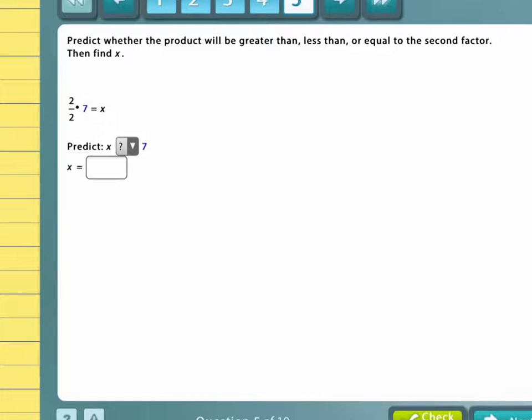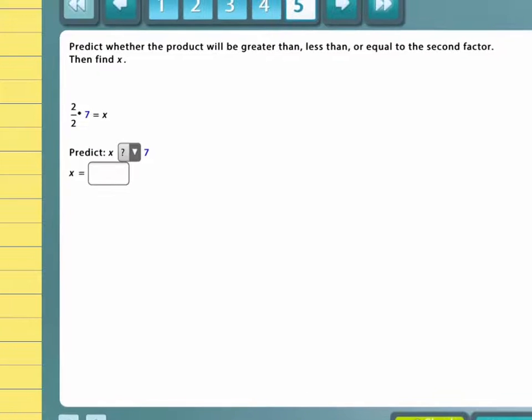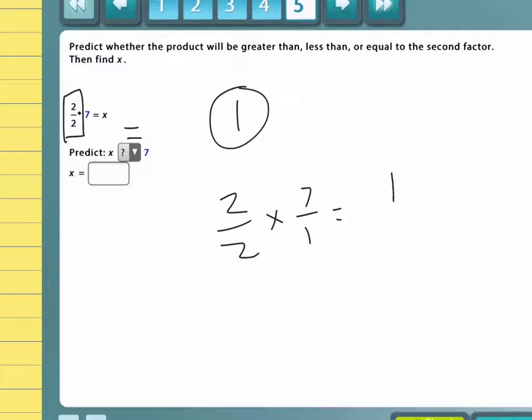Predict whether the answer is going to be greater or less than 7. What are we multiplying 7 by? In this case, we're multiplying 7 by 2/2, which is the same as 1, because 2 over 2 is 1. So basically the answer is going to be equal to 7. We don't have to do really any math here. 2/2 times 7 wholes is going to equal 14/2, which is the same as 7. So the answer is 7.